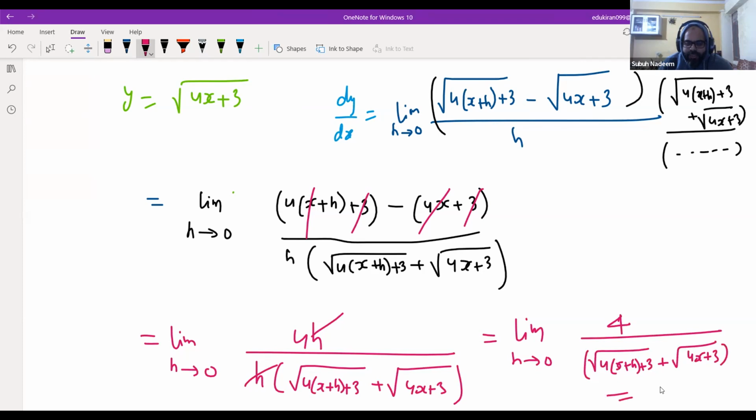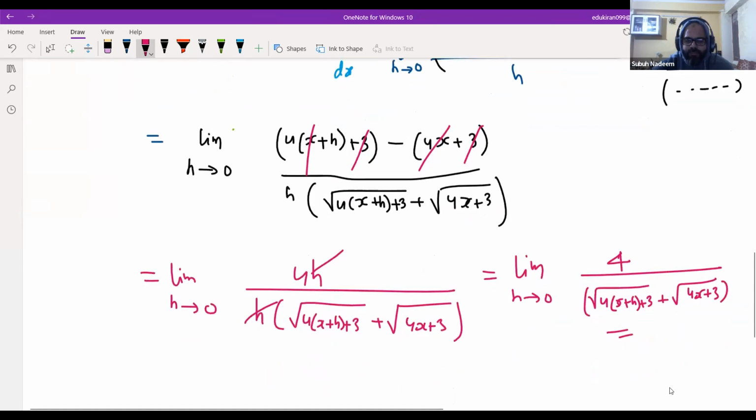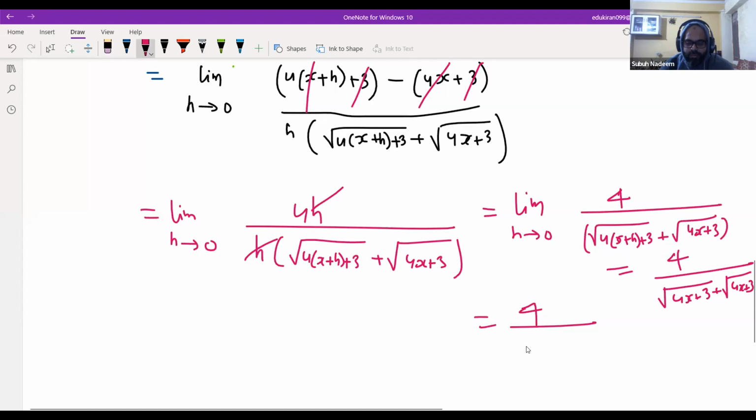So when you put h as 0, it will be 4 by root over 4x plus 3 plus root over 4x plus 3, which is equal to 4 by 2 times root over 4x plus 3. This is 2 by root over 4x plus 3. So this will be your answer.